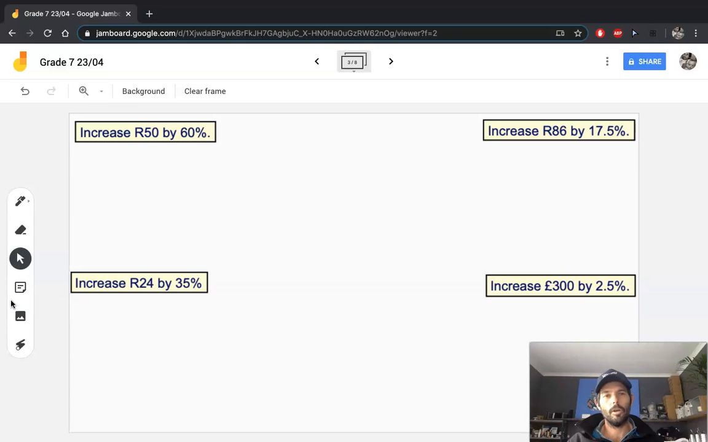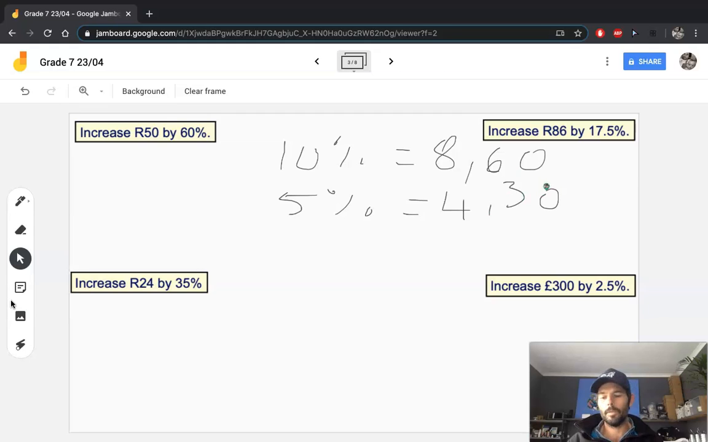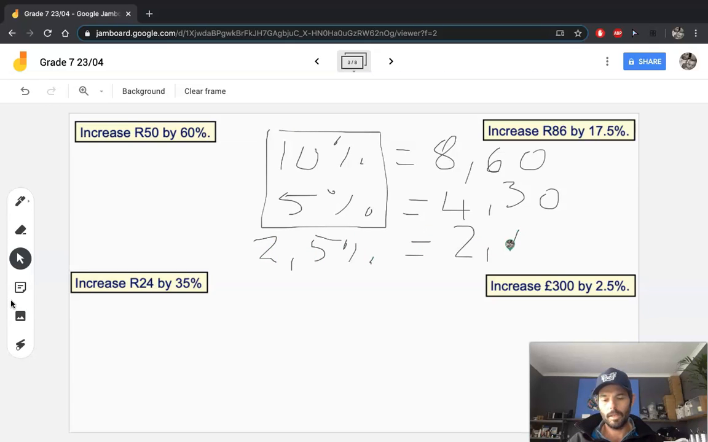Okay, so let's have a look. So the first thing I'm going to do, as always, is work out 10%. 10% of 86 is equal to 8 Rand 60. All right, so then 5% must be equal to 4 Rand 30. Okay, so at the moment, I've got 15%, my 10% and my 5%. Okay, now if I know 5%, I can work out 2.5%, because all I need to do is halve it, and that's 2 Rand 15.